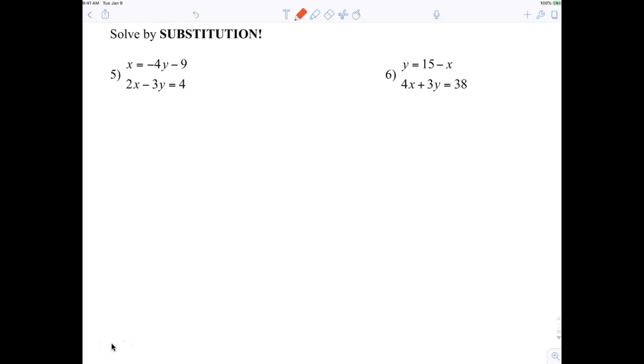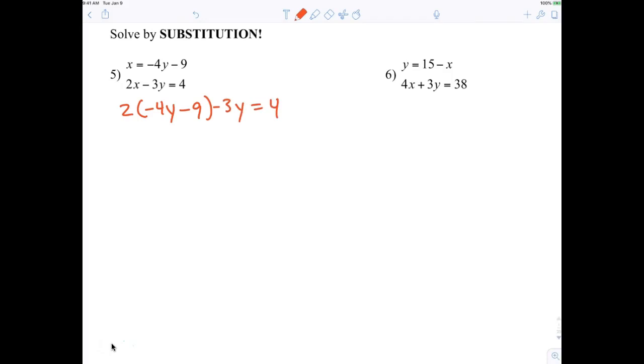Here we go. Number 5. I'm making a substitution. So that means wherever I see an x, I'm going to put negative 4y minus 9. We're not using our calculator now. No calculator. This is a substitution problem. Wherever I see x, I plug in negative 4y minus 9. So 2, open parentheses, negative 4y minus 9, close parentheses, minus 3y equals 4.